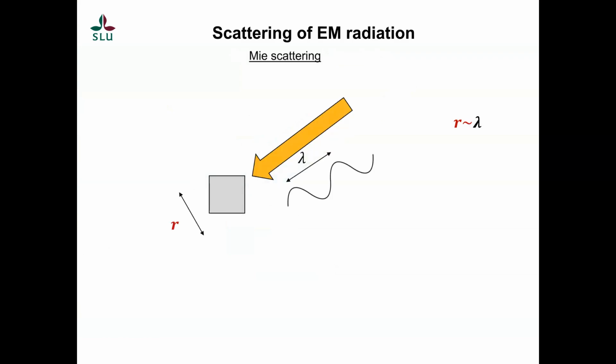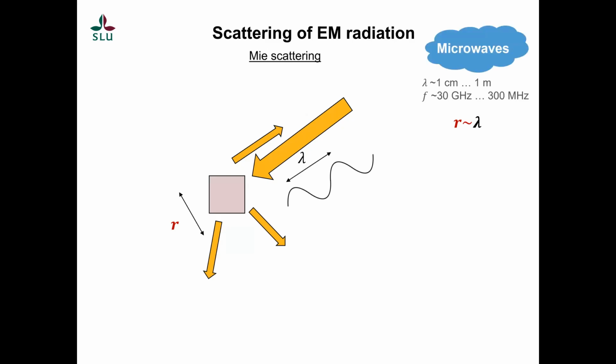However, when the wavelength and the particles are of similar size, then we get something called Mie scattering. And now how they interact is a little bit different. Now this is not only passing through or reflecting. Some of it will be transmitted and absorbed, and some of it will be backscattered. So we have a different type of interaction between the particles and the wave.